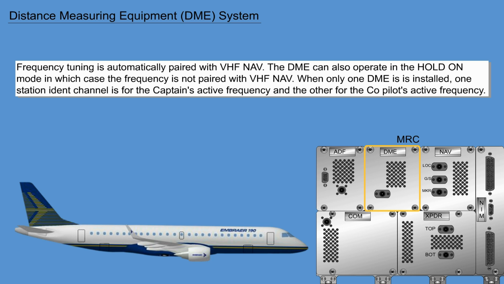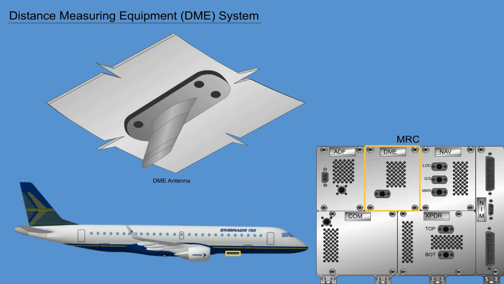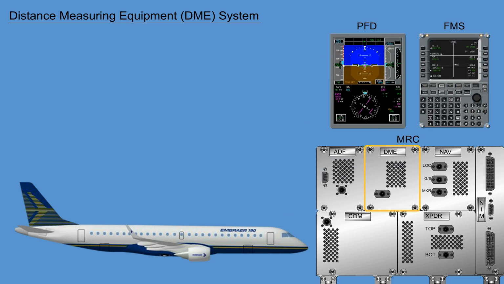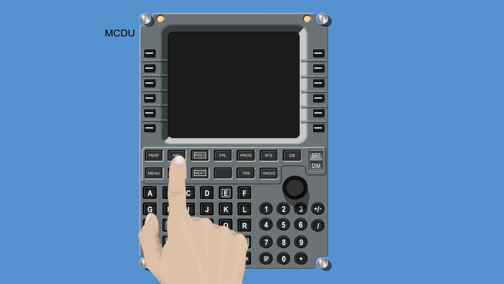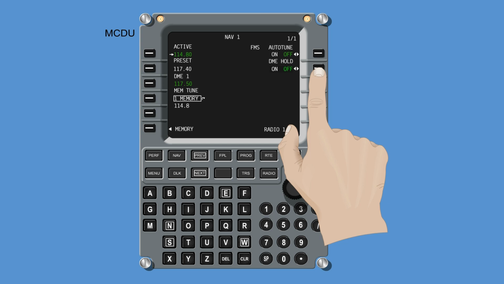When only one DME is installed, one station ident channel is for the captain's active frequency and the other for the co-pilot's active frequency. The DME system consists of DME module and a DME antenna. A second is optional. The DME interfaces with the display system and FMS through the ASCB D-bus. Press the nav button on the MCDU to go to nav page 1 of 1. Press the line select key next to DME to cycle DME hold on or off.